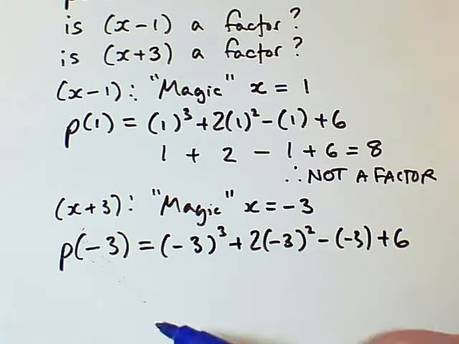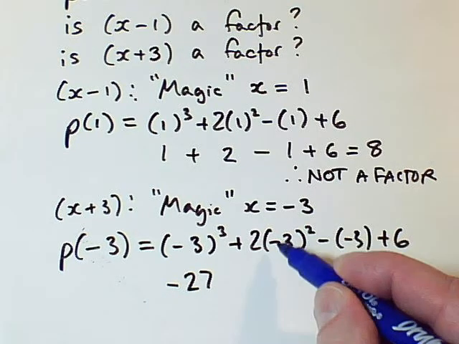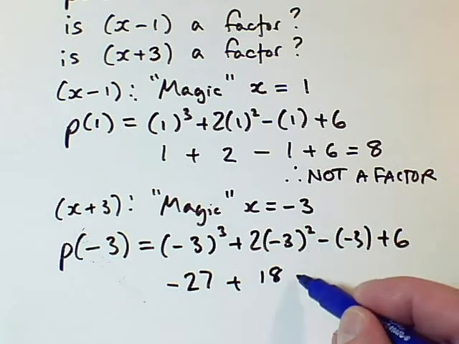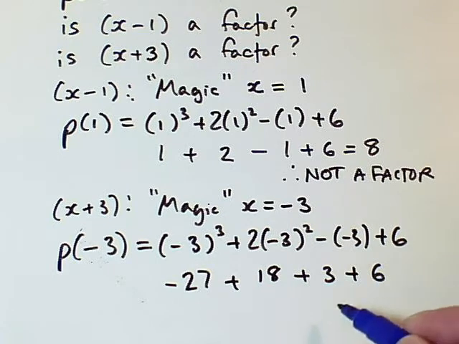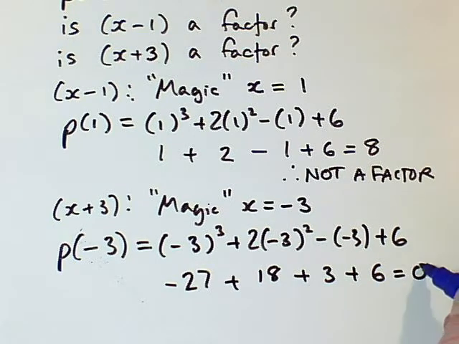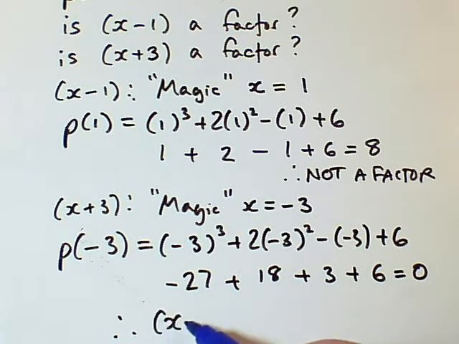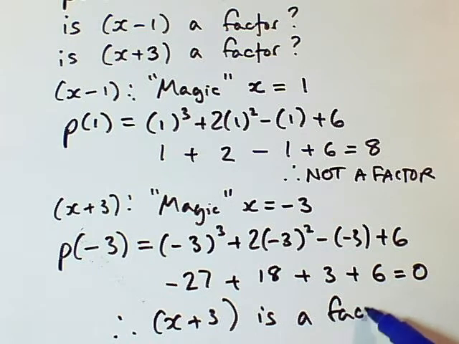Negative number to an odd power is negative, so this is minus 27. This is plus 9 times 2 is plus 18. Minus minus 3 is just plus 3, and then plus 6. And if you work this out, you get 0. So great, we've done something. We have discovered, therefore, x plus 3 is a factor. So you always state the factor you found. It's always a complete bracket, including an x. Good.